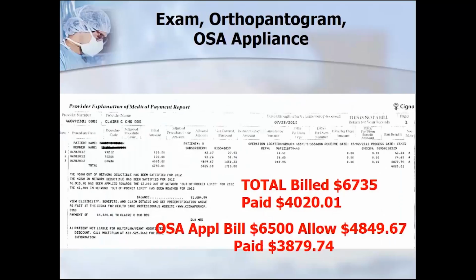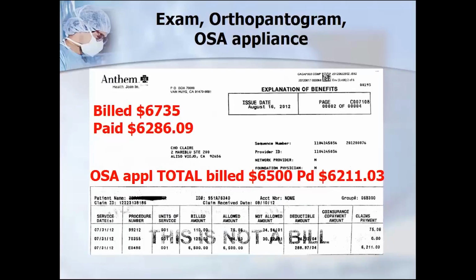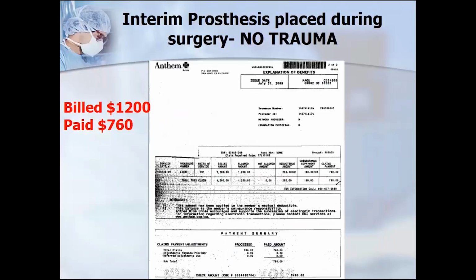This example is for a sleep apnea appliance again. This is for Cigna. So you've got examples from all over the country from different insurance carriers, and consistently you see payments being made. Anthem, another sleep apnea appliance. You can see how great the benefits are under the patient's medical plans.